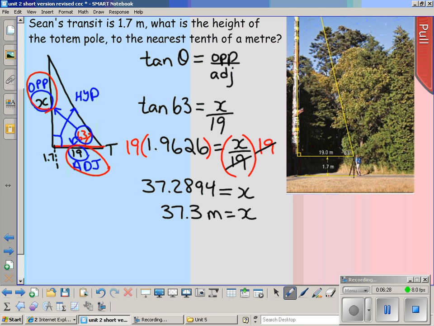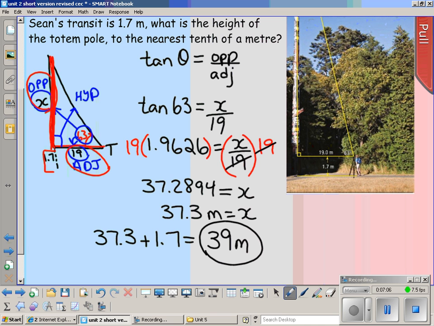Now we need to think about this. What was it that we found? We found this side of the triangle right here. But the extra information in the question was that the transit started 1.7 meters off the ground. The totem pole actually goes all the way to the ground. So the height of the totem pole is 37.3 plus 1.7. So it is 39 meters. There's the height of the totem pole.